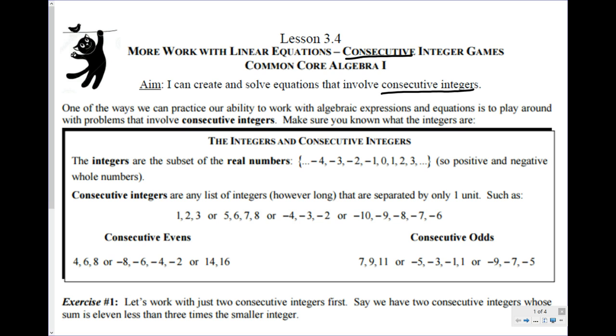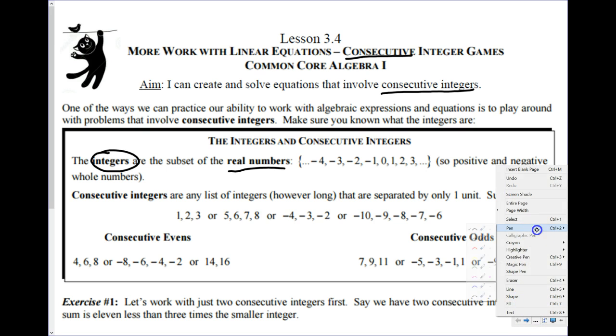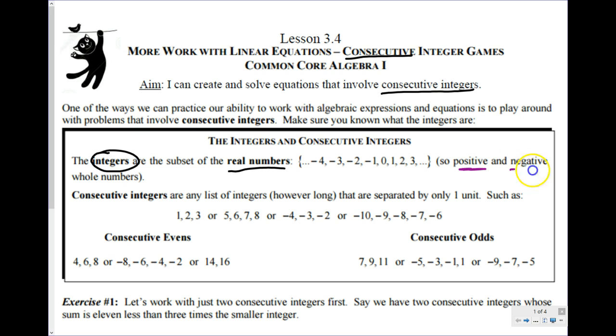Now I keep saying that phrase, consecutive integers, so let's talk about what that actually means. The integers are a subset of real numbers. Real numbers are basically any numbers other than non-real numbers. So let's say decimals, whole numbers, negative numbers, fractions. These are all real numbers. So integers are part of the real number set. Integers specifically are just positives and negative numbers. So basically no decimals.